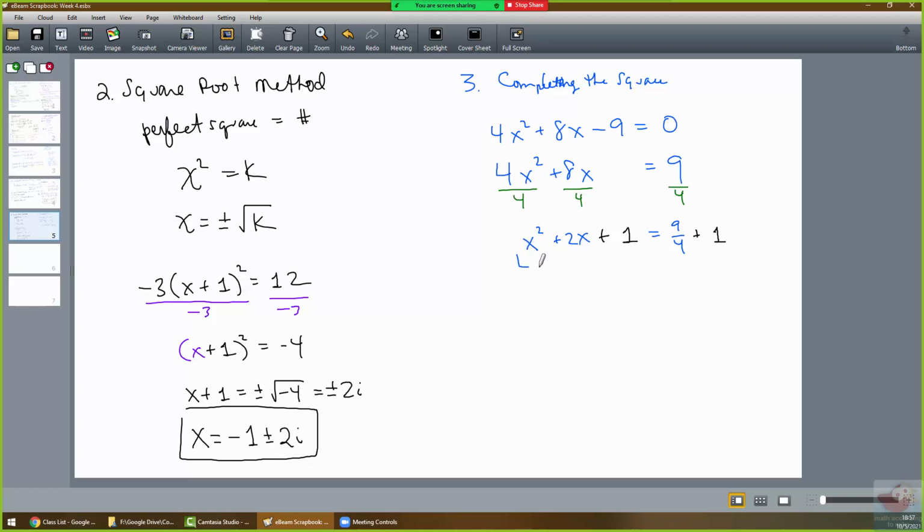Upon doing so, you have done what is called, you've completed the square. You've turned the expression on the left, in this case, into a perfect square. X squared plus 2x plus 1 factors as x plus 1 quantity squared.